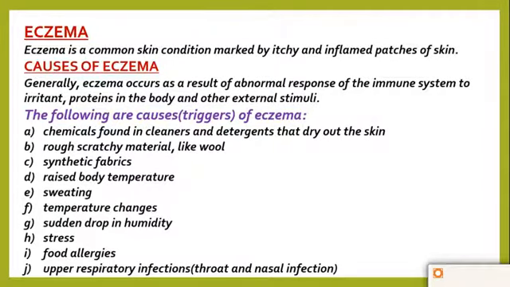Then we have upper respiratory infections, what we call common cold, affecting the throat and the nose, which can also lead to formation of eczema. So looking at the causes, it is advisable to take precautions so that you do not fall victim to this unpleasant skin disease.